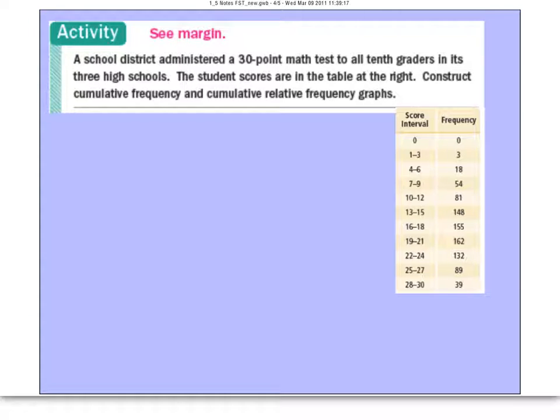They have defined some equal intervals, it looks like, so every 3 points: 1, 2, or 3, 4, 5, or 6 points, how many people have that? Now, they want a cumulative frequency and then a cumulative relative frequency.